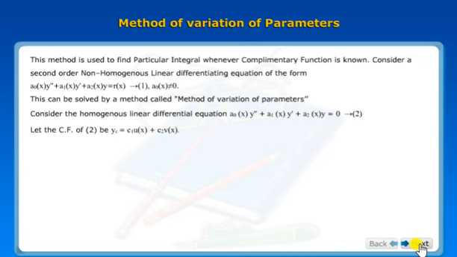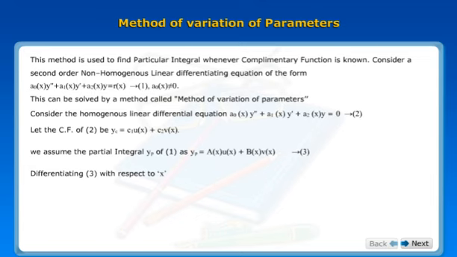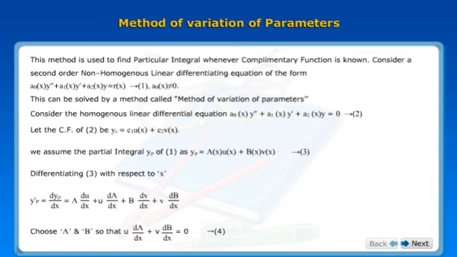Let the complementary function of 2 be yc is equal to c1 into u of x plus c2 into v of x. We assume the particular integral yp of 1 as yp is equal to a of x into u of x plus b of x into v of x. We have to find out the two functions a of x and b of x. To find these two functions, the method is given on the screen.